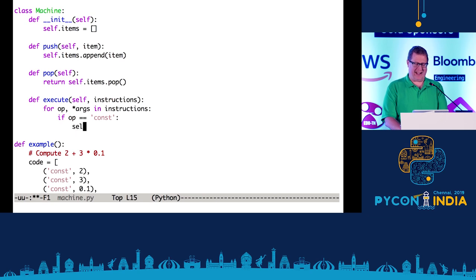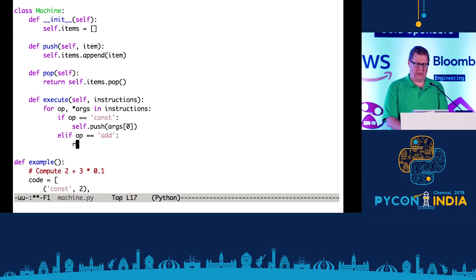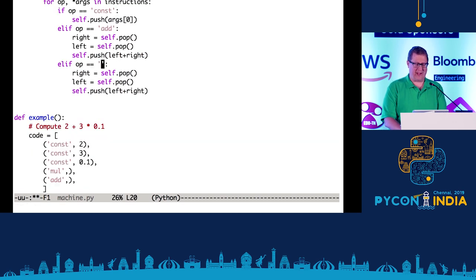You can say, if op is const, then maybe you push something onto the stack. If op is add, for instance, maybe you pull things off the stack. You get the right thing off the stack, you get the left thing off the stack. And then maybe you put the result back onto the stack. So self.push(left + right). You can do the same thing for a multiply instruction. Okay, so you can take that code, do multiply, and all of a sudden you're on the way to making a little machine here.